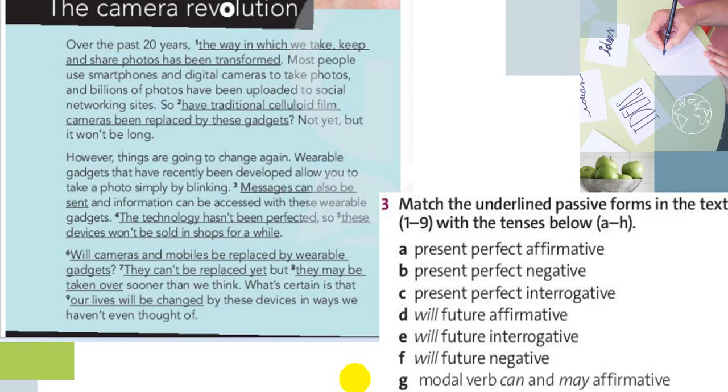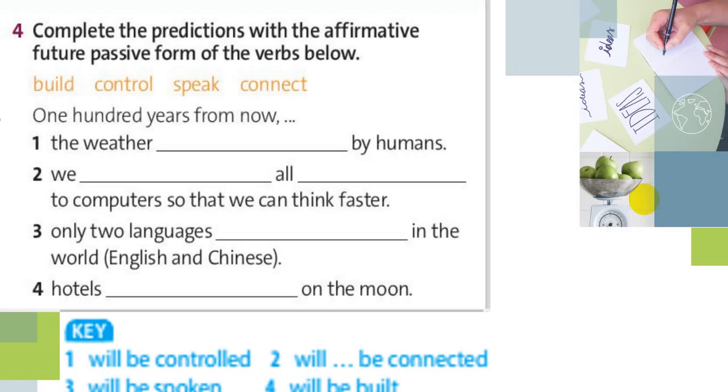Now you match the underlined passive forms in the text with the tenses below: the present perfect affirmative, the present perfect negative, the present perfect interrogative, will future affirmative, will future interrogative, will future negative, and modal verb can affirmative and modal verb can negative. And I have shown you. Next, you complete the predictions with the affirmative future passive voice of the verbs below.